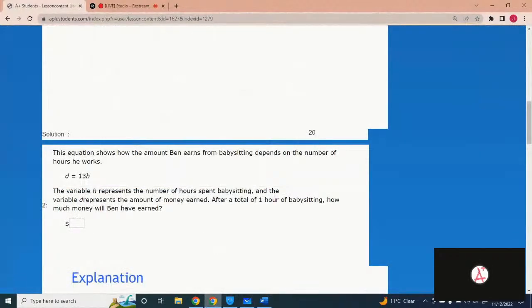Okay. This equation shows how the amount Ben earns from babysitting depends on the number of hours he works. D equals 13H. The variable H represents the number of hours babysitting and the variable D represents the amount of money earned. After a total of 1 hour of babysitting, how much money will Ben have earned? Got it?